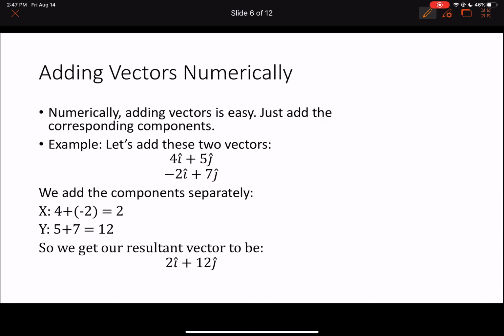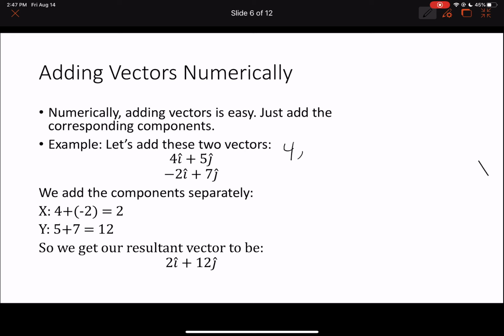Numerically, adding vectors is even easier. You've been doing this for years. All we have to do to add vectors is add the corresponding components. I like to think of these corresponding components as just variables. All we're doing is adding like terms.